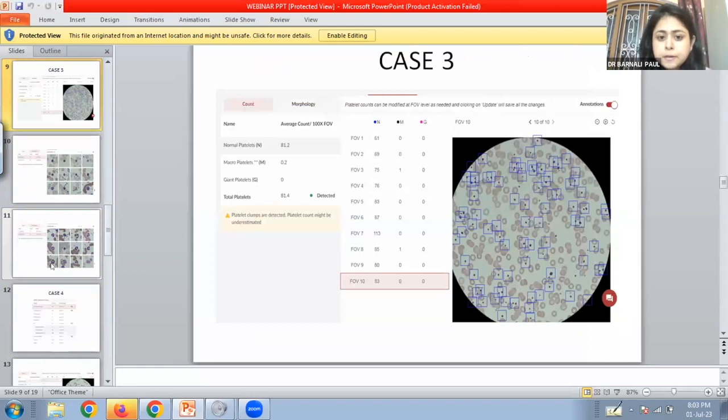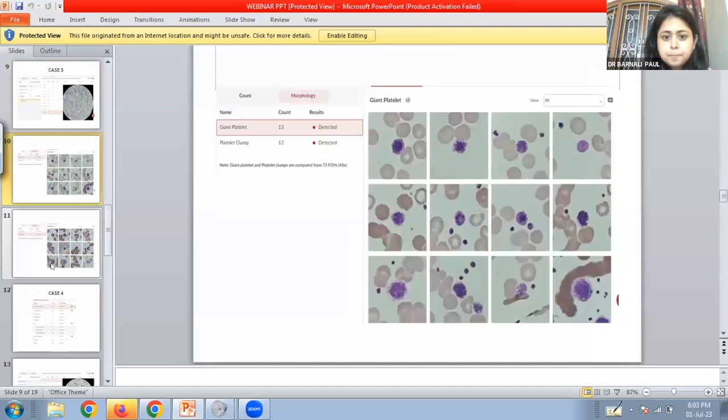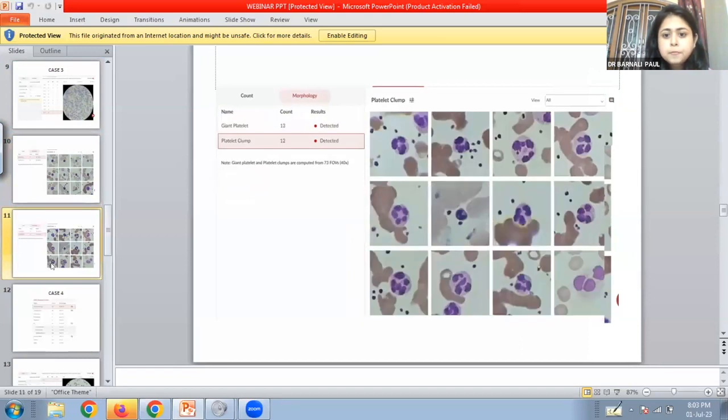And if we see the fields of vision, in some field it is showing as 61, and in another field it is showing 113. So the platelet count was very high. The average was given as 81, and total platelet count was released as 12 lakhs. So this patient was a case of severe infection where the total leukocyte count was around 23,000 and with elevated CRP. So this is the same case wherein the giant platelets have been detected as 13 in 73 fields of vision, and the corresponding images are seen. And few platelet clumps were also detected in this case.